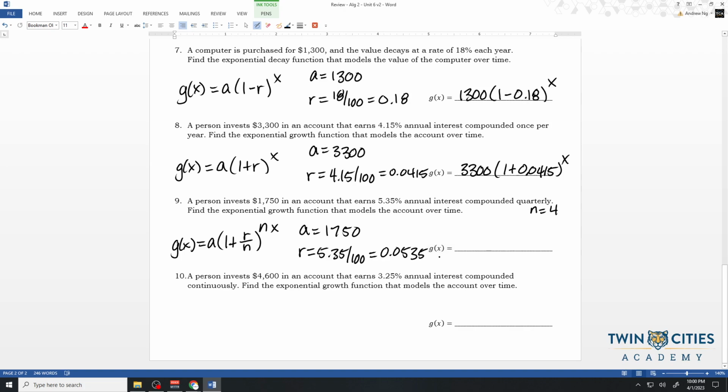So let's plug all this in. G of x equals 1,750 times 1 plus my rate over the number of times I'm compounding. So that's 0.0535 over 4 to the 4x.